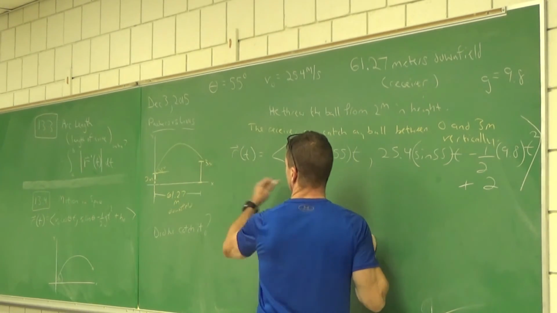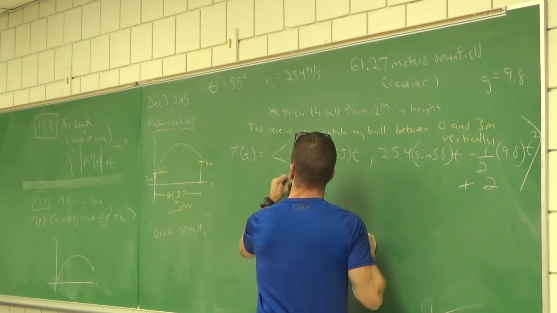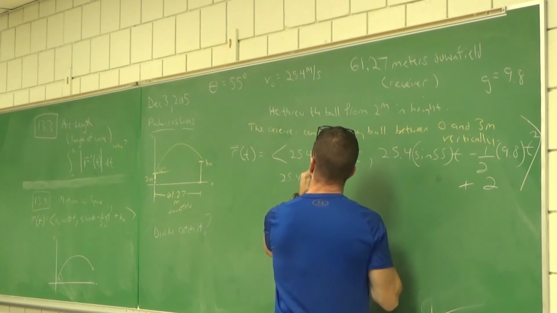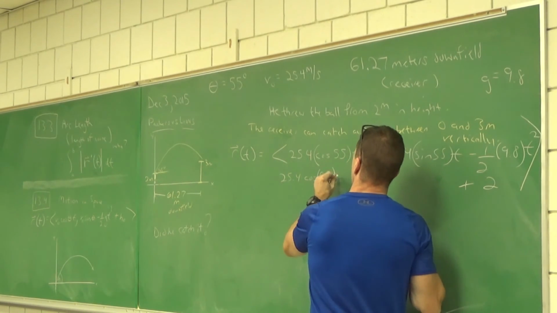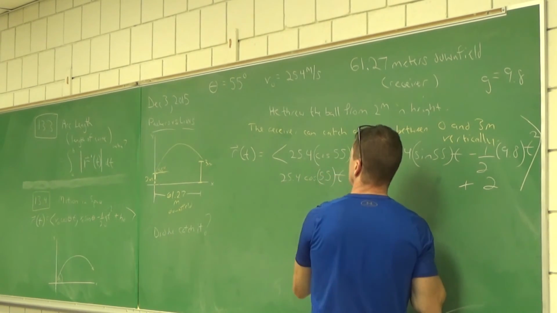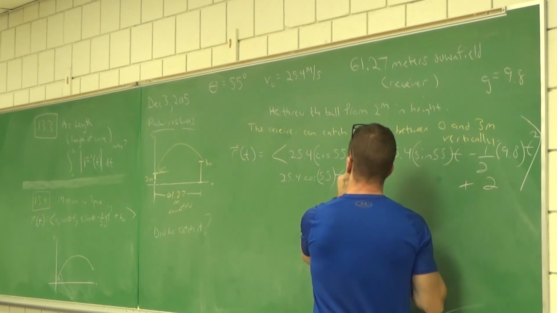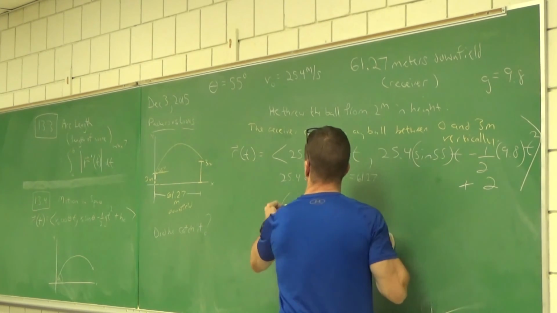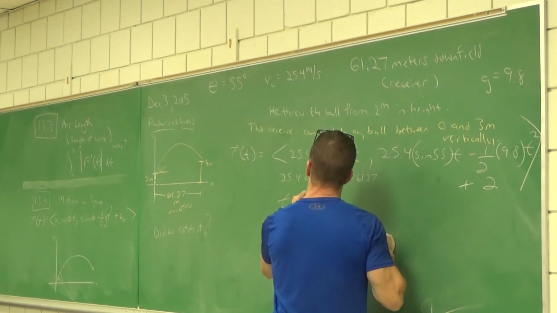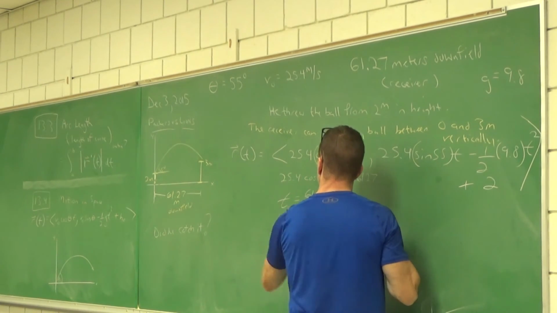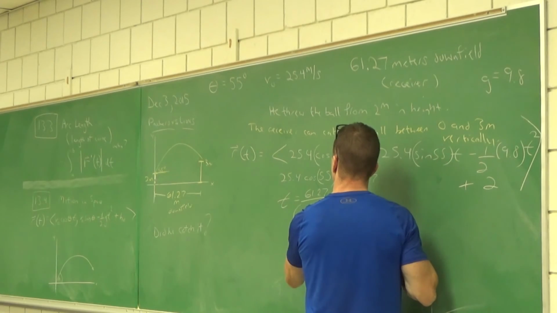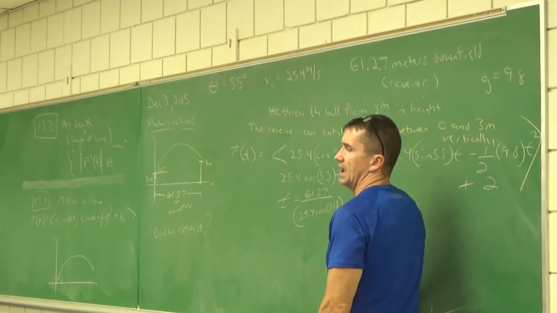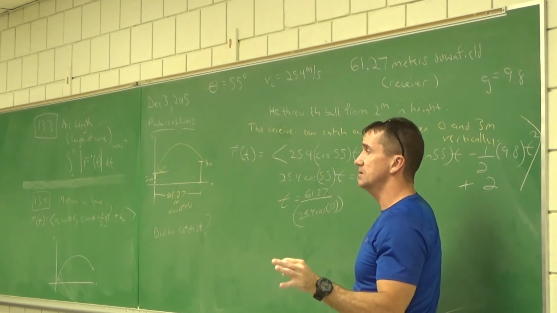61.27 meters. Perfect. So I'm going to write 25.4 cosine of 55 degrees times t and set it equal to 61.27. So what's t? 61.27 divided by 25.4 times the cosine of 55. Make sure your calculator's in degree mode.